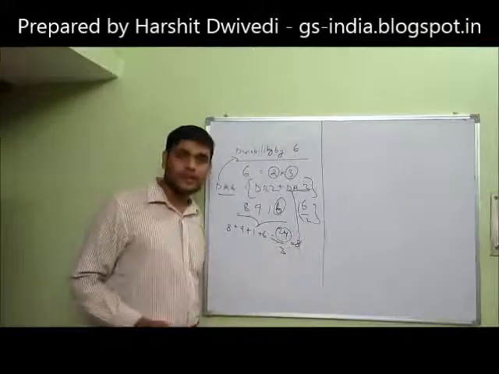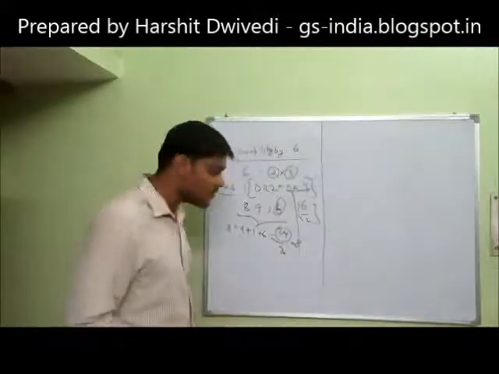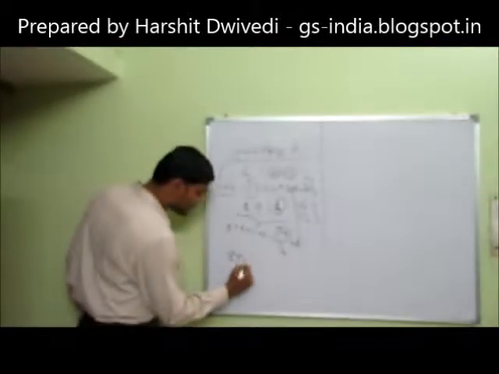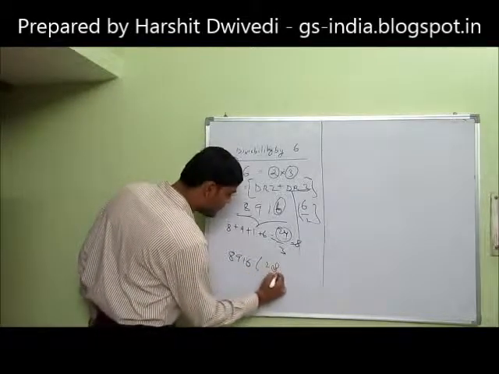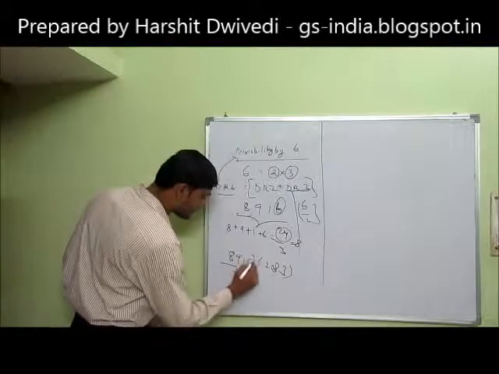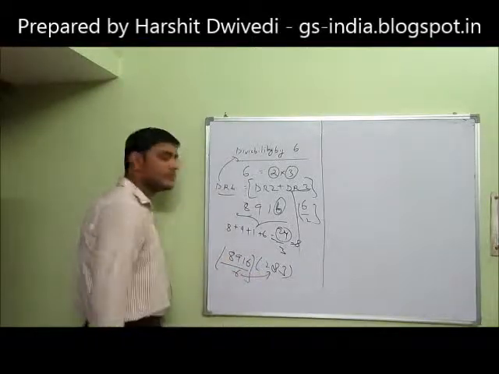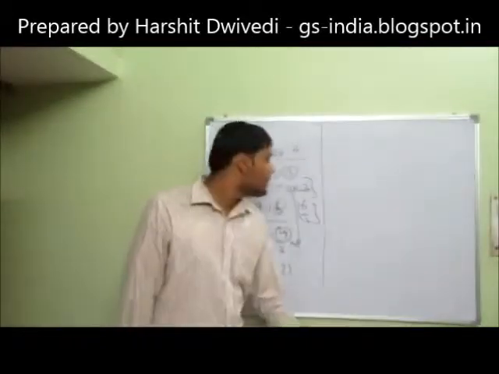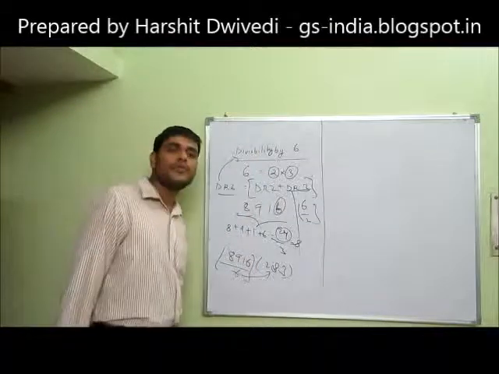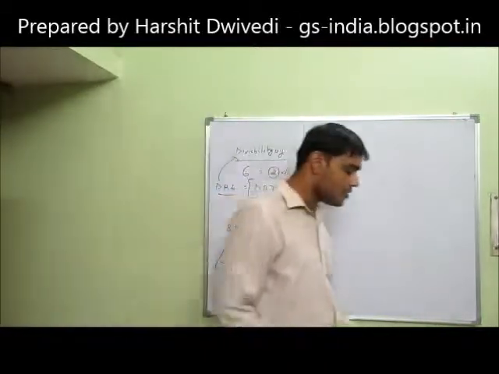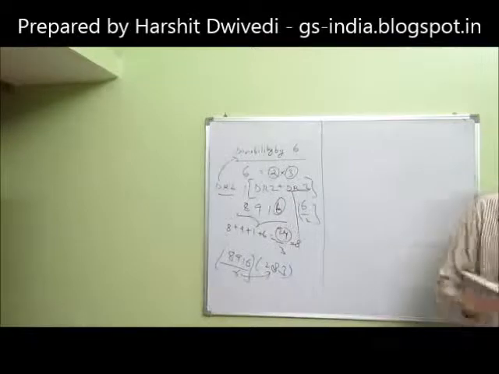I hope you are getting this point. So 8916 is divisible by 2 and by 3, so it is also divisible by 6. This 6 is 2 times 3. So divisibility by 6 is proved in front of you. I hope this is making sense to you.